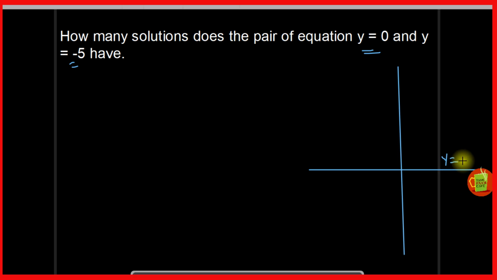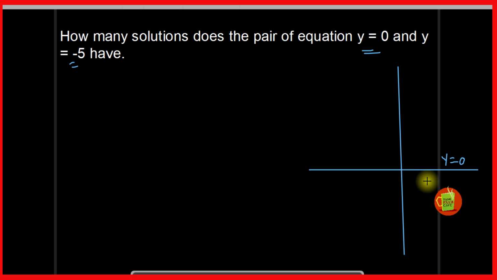Correct? This is y is equal to 0, and y is equal to -5. Y is equal to -5 means that the line is at a distance of -5 units from the x-axis.